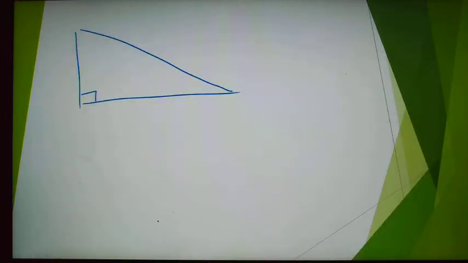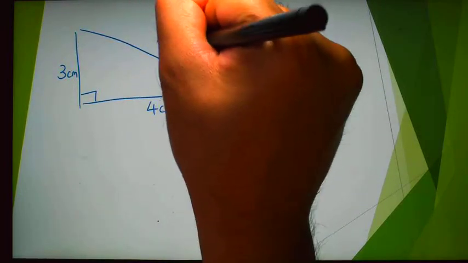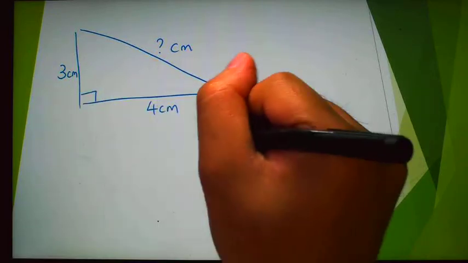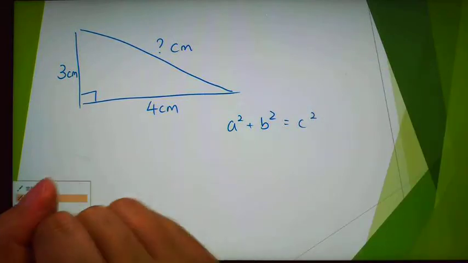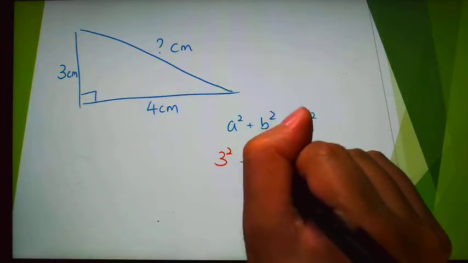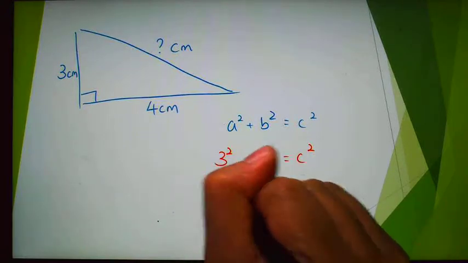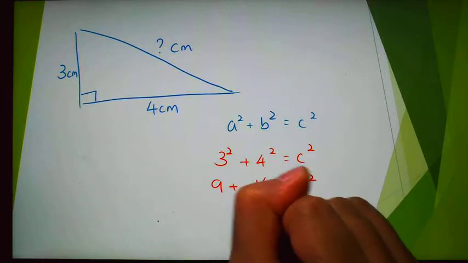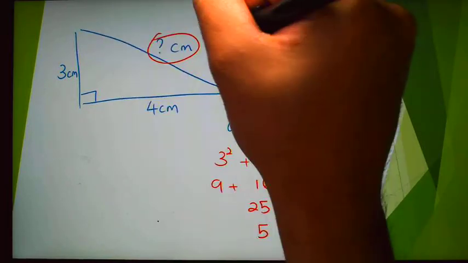For example, I have this triangle here. If the length for this is 3 cm, this one is 4 cm, what about this length here? Again, apply the formula A squared plus B squared equals C squared. A squared is 3 squared, and B squared is 4 squared, equals C squared. C is always the longest side of the triangle. 9 plus 16 equals C squared. 25 equals C squared, and C equals 5. So this length here is 5 cm.